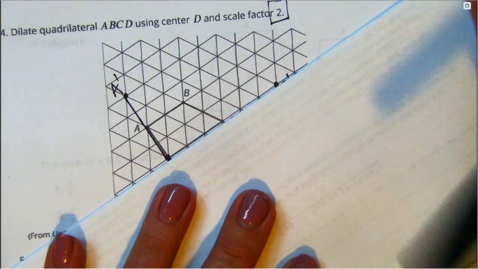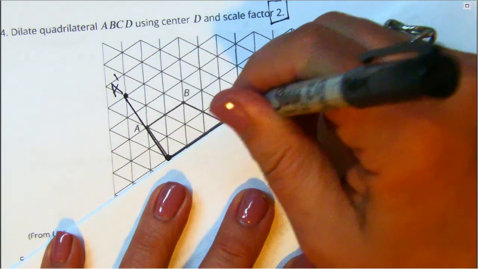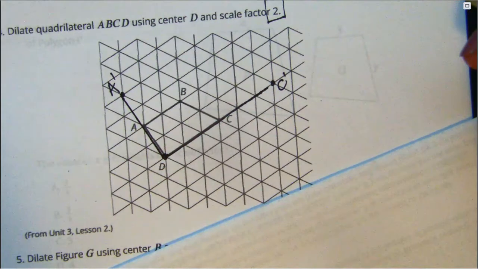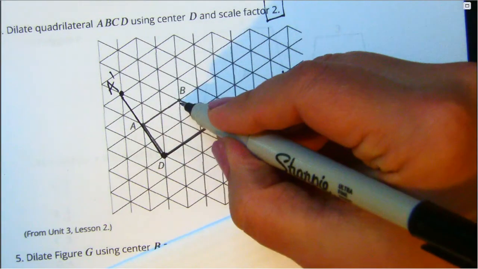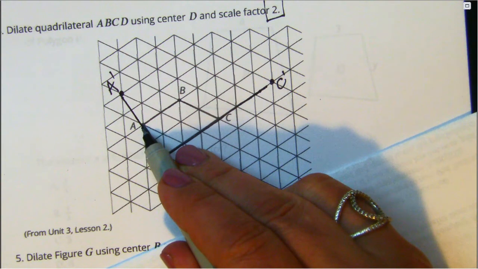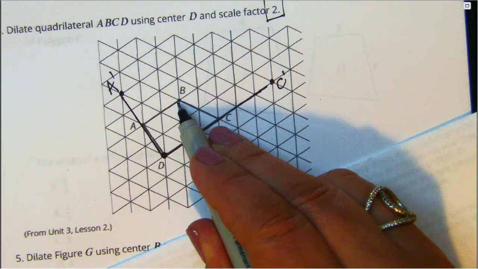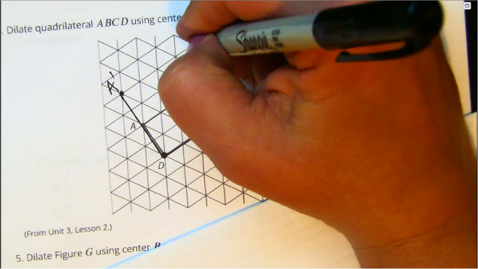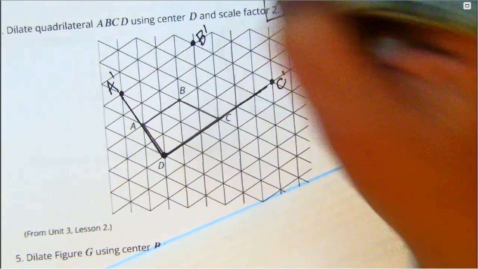I might have to take a commercial break and go get a ruler. I didn't have one in here. And then B is kind of hard to see, so I would use this relationship. It's 2 across from A to B. Well, there's my new A, and so it's got to be double, so 4. 1, 2, 3, 4. B prime.